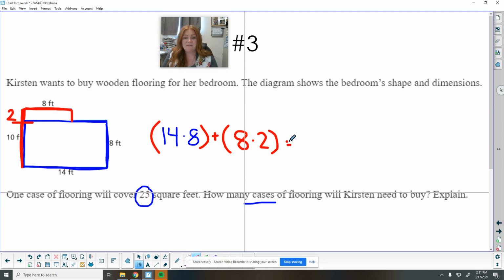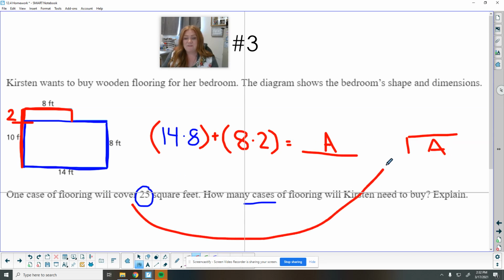So once we have our area, we can know that every time she buys one case, it's going to cover 25 feet. So we want to take our area, whatever this answer is, and we're going to divide it by 25. And the quotient up here is going to tell us how many cases of flooring that Kirsten needs to buy.